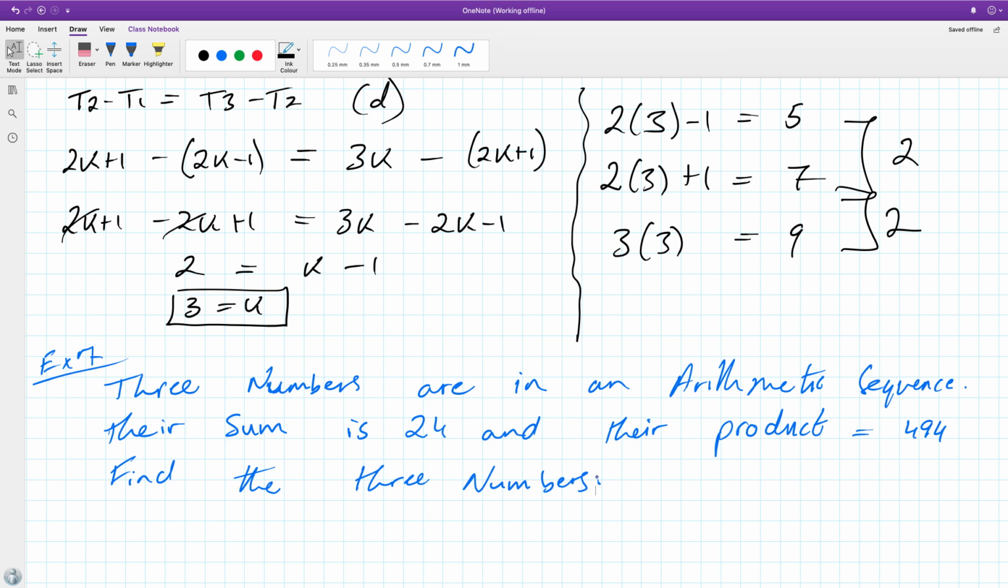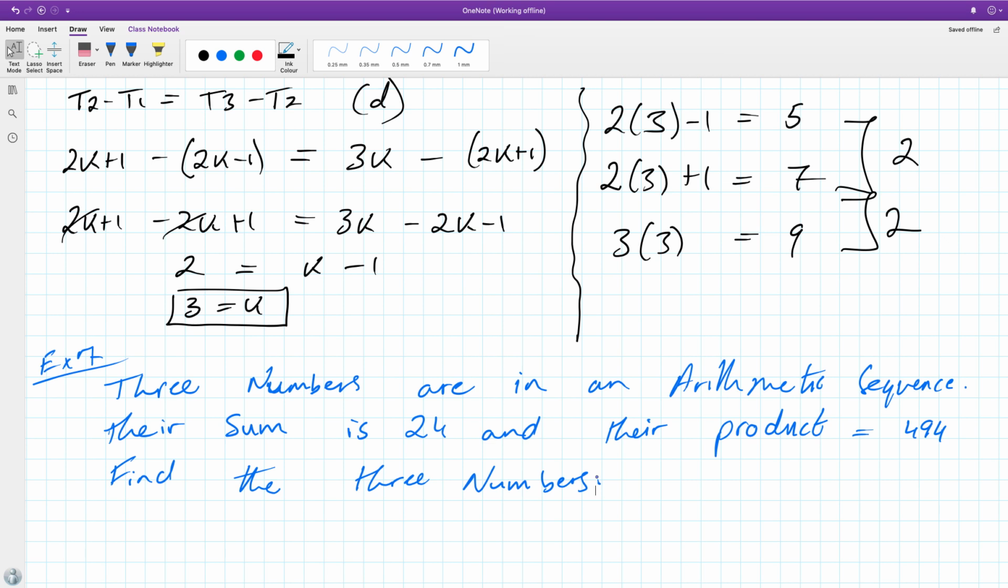So our second term is A plus D. What's our third term? A plus 2D, exactly. So, if your first term is A, and your second term is A plus D, your third term will be A plus 2D. And if you multiply all three of them, you should get 494, exactly. Alright? You gotta be able to put what you're doing into words.